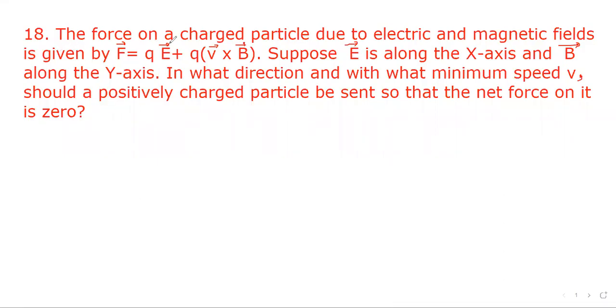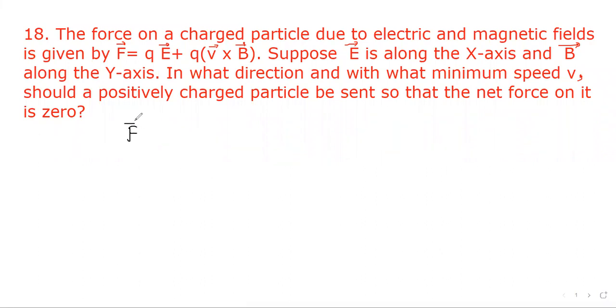Question number 18. The force on a charged particle due to electric and magnetic fields is given by F equal to QE plus QV cross B. This is also called Lorentz force. Suppose E is along x-axis and B is along y-axis. In what direction and with what minimum speed V should a positively charged particle be sent so that the net force on it is zero?